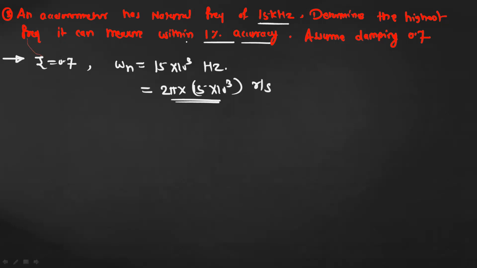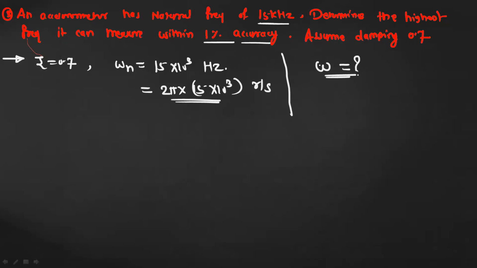And the accuracy is given as 1%. Okay, so what is given? Determine the highest frequency it can measure. That means the highest frequency of the machine surface we can measure by using that instrument within 1% of accuracy. So highest frequency means external frequency. We have to find out this value.